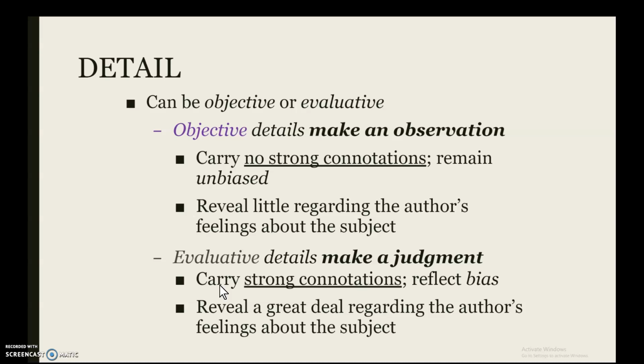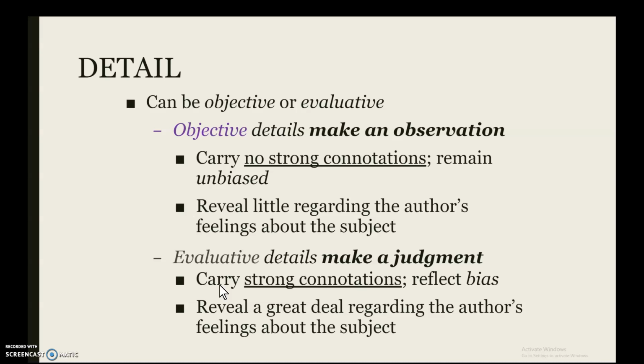Now, just because details are concrete and statements of fact, that doesn't mean that they can't have emotional impact. Just like diction choices have connotative meaning, details can have meaning as well. So there are 2 kinds of details. There are objective details, which simply make an observation. They tend to stay on the factual plane, and they remain unbiased. So you really can't tell what the author feels about the subject if you are looking at objective details. You can just visualize what the author sees.